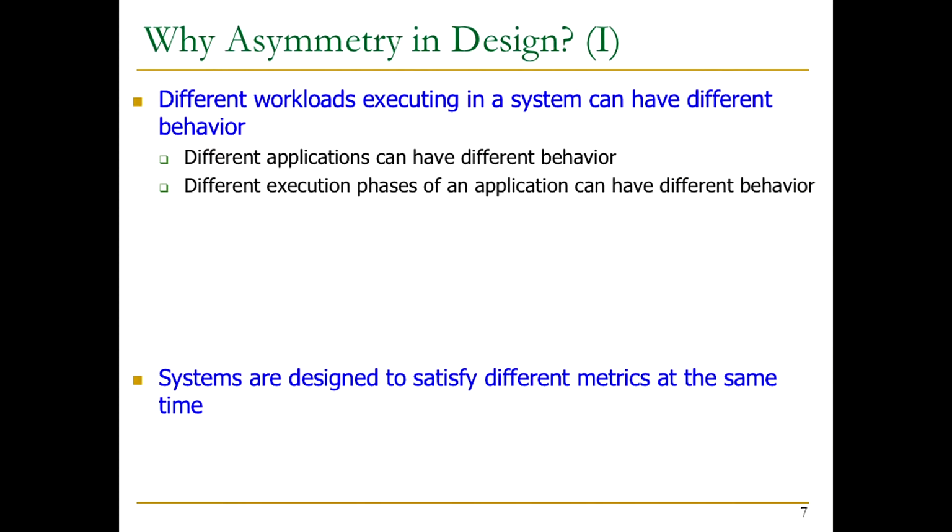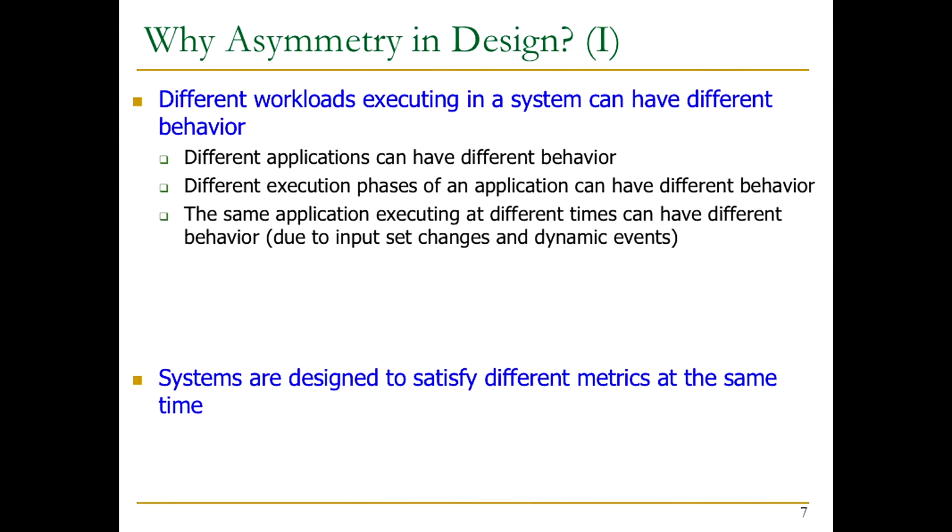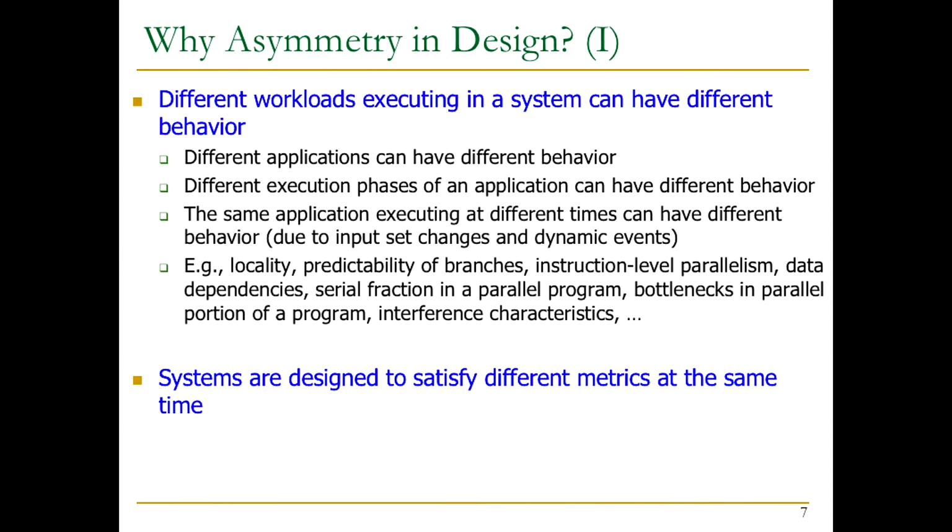Okay, different applications can have different behavior. If the execution phase of an application can have different behavior, the same application executing at different times can have different behavior due to changes in the input set. If you give a quick sort program a sorted array, it behaves differently than if you give it a completely random, unsorted array. And dynamic events also matter, like what kind of user events are happening at that point in time. As a result, this influences the locality, predictability of branches, ILP, data dependencies, the serial fraction of a parallel program and bottlenecks in the parallel portion of a program, as we will see today, and interference characteristics also.